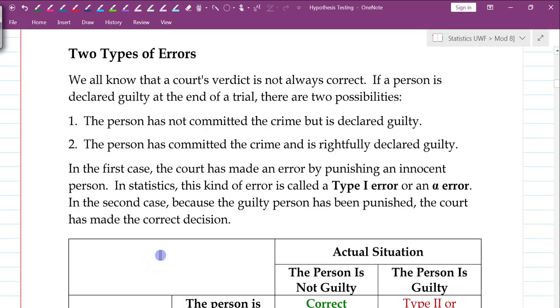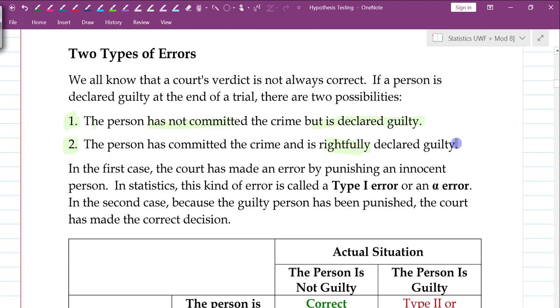We have two types of errors that can occur. We need to understand what those errors are, and we need to decide which error we're going to control, okay, and which one we are not going to influence as much. So we know that the court's verdict is not always correct. Sadly, that's just true. If a person is declared guilty at the end of the trial, there are two possibilities. The first one is the person has not committed the crime, but is declared guilty. The second is the person has committed the crime and is rightfully declared guilty.